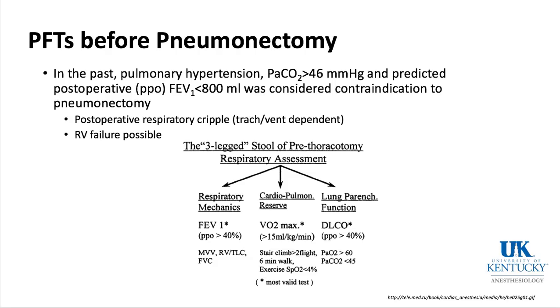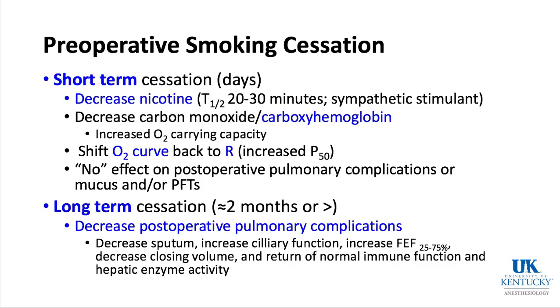And can their lungs pass oxygen and CO2 through the parenchyma? A DLCO, or diffusing capacity of the lung for carbon monoxide, greater than 40%, a PaO2 greater than 60, and a PaCO2 less than 45 are good indicators that this patient could go through a pneumonectomy. So these tests are often used as an approach to predict which patients who have lung cancer could undergo a pneumonectomy and not end up as a respiratory cripple or with RV failure.